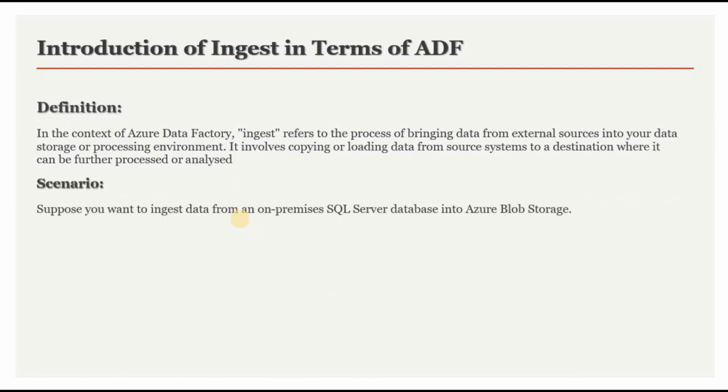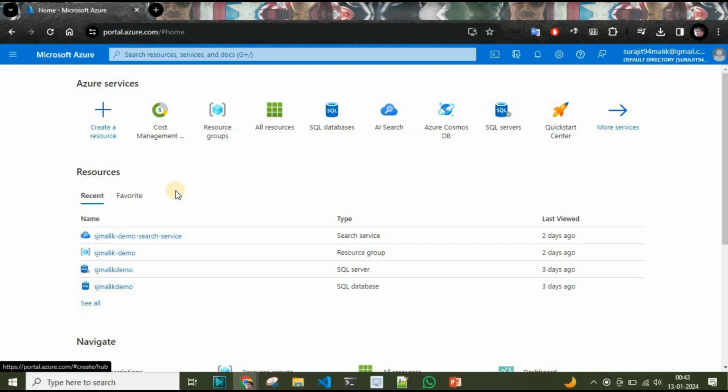Today we will create a pipeline for this scenario: ingest data from an on-premises SQL Server database into Azure Blob storage. So first we will create the Azure Blob storage from the Azure portal. So let's get started. You can see I have signed in to portal.azure.com.